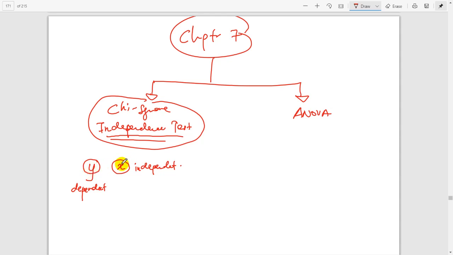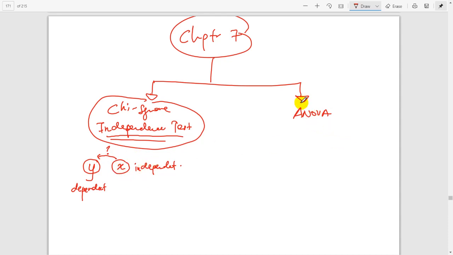Alright, so for chapter 7, we want to test whether x is independent of y, or in other words, y is independent of x. So we want to look at how independent x and y are. Is it independent or not? Sama ada dia adalah faktor ataupun tidak. So kita nak kaji untuk this one. Right, so that is the chi-square independent test.